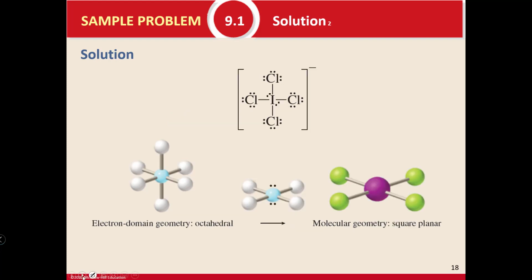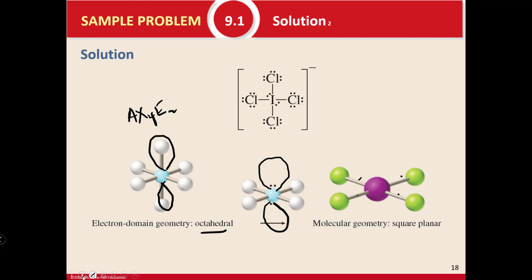This one we've done too. So electron domain, this is a lone pair here, and this is a lone pair here. So it's really AX4E2. And when you see 6 things, it's always octahedral for the electron domain. And this is the way we would draw it. And I would put a big bubble here, and I'd put a big bubble right here. Lone pairs are highly repulsive. So that keeps these in the same plane over here. And so the molecular geometry is square planar.